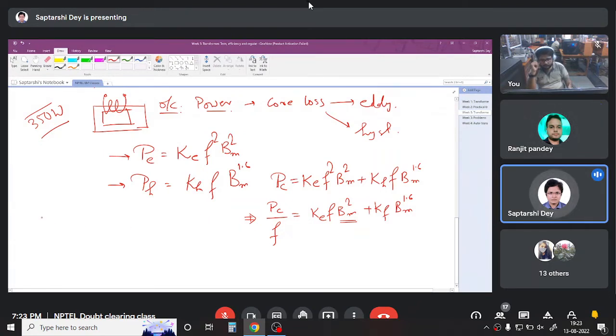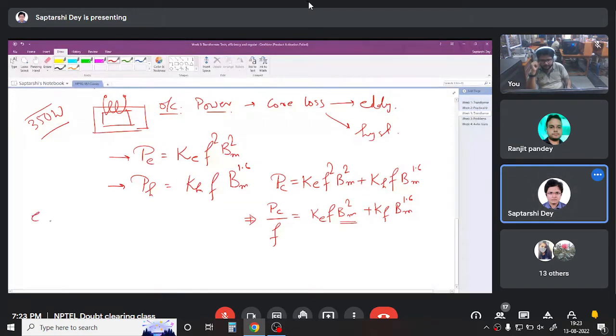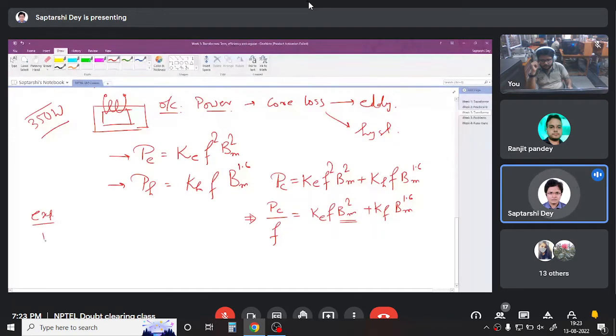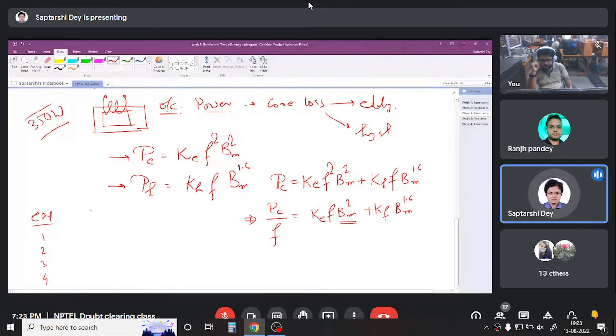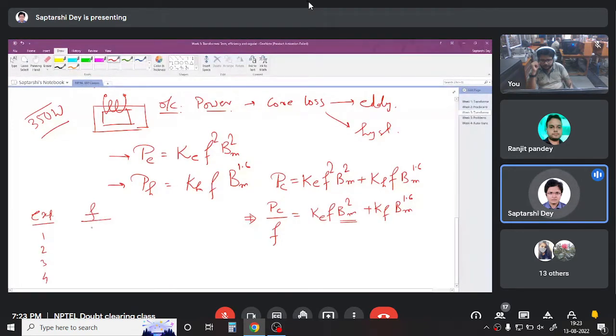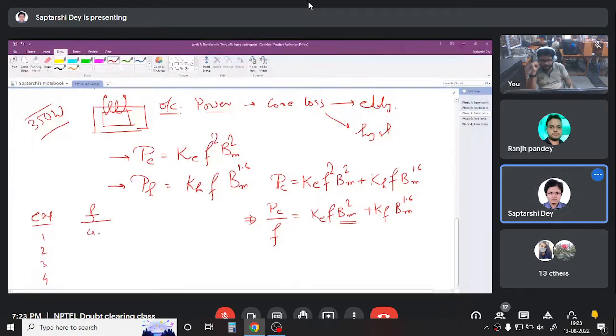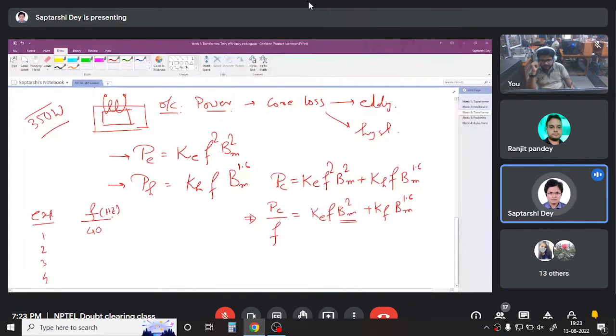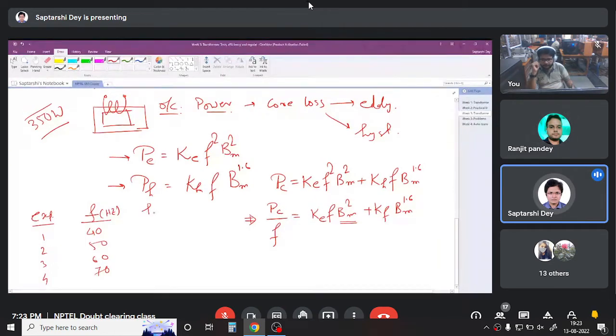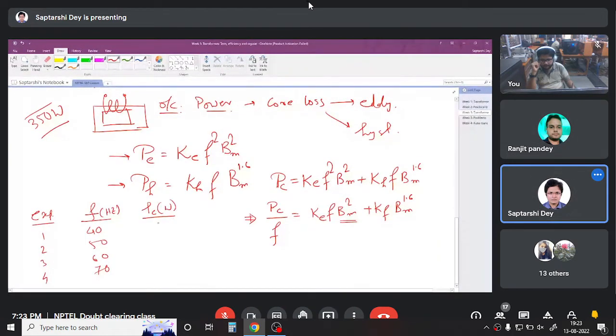Now what we do in such cases is we do several experiments: 1, 2, 3, 4, so 5 experiments you perform. In these experiments, we keep on changing the frequencies. Say, I do these experiments at 40, 50, 60, 70 hertz frequencies, and for every case, I find out PC. I get some value.